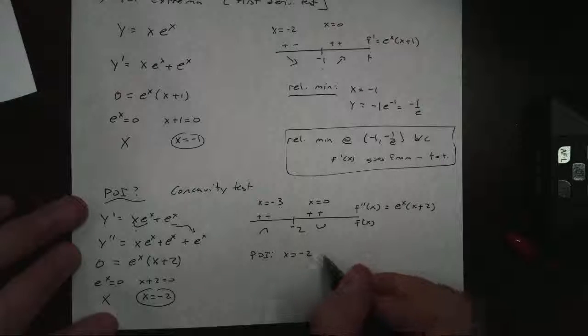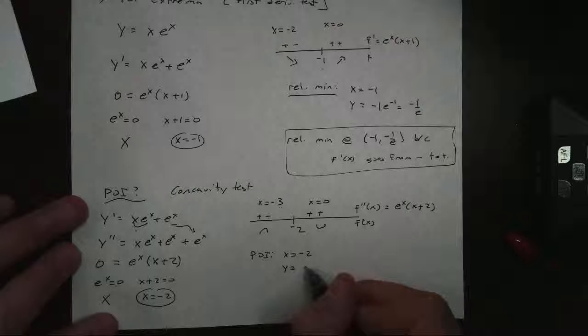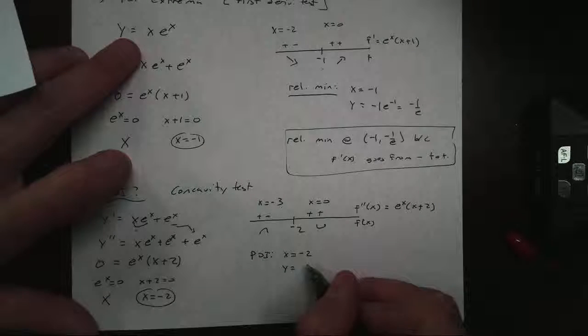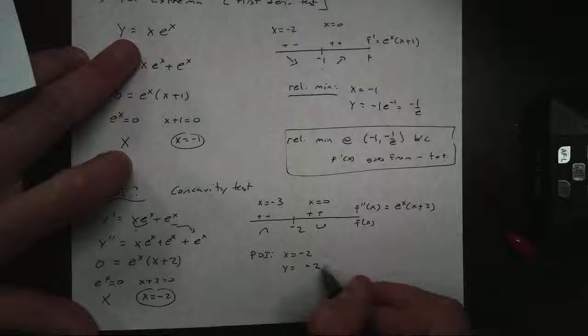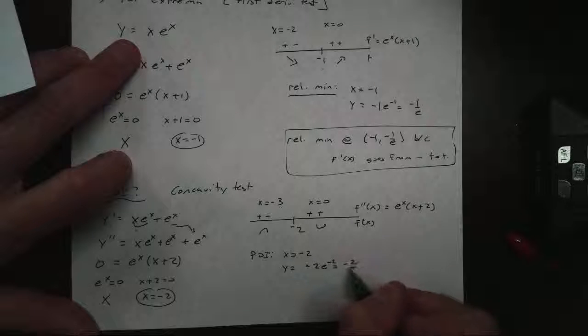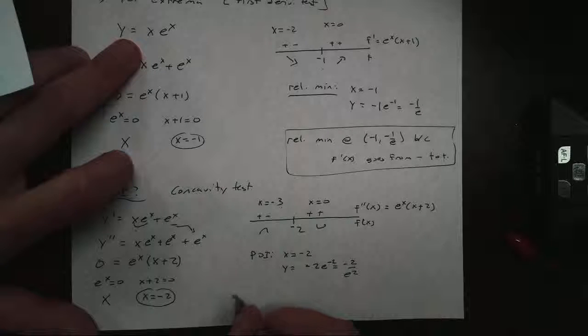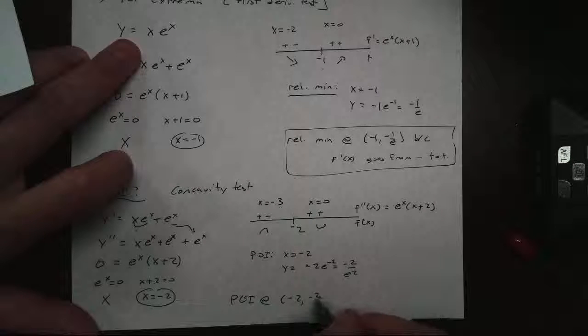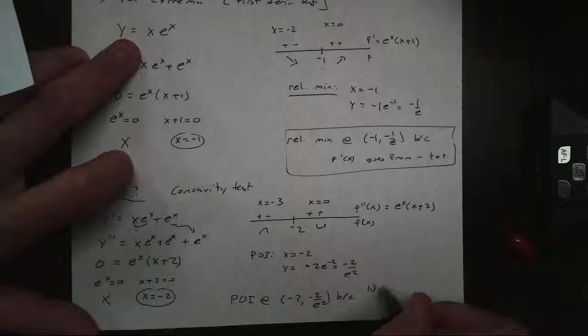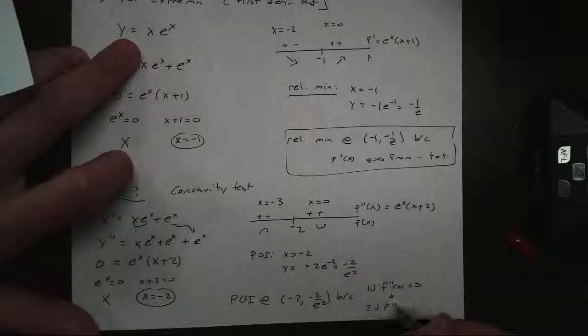So again, let's find the y value. If I plug that into the original function, I'm going to get negative 2 e to the negative 2, or negative 2 over e squared. So we have a POI at the point negative 2, negative 2 over e squared. And that is again because 1, the second derivative equals 0, and 2, the second derivative changes signs.